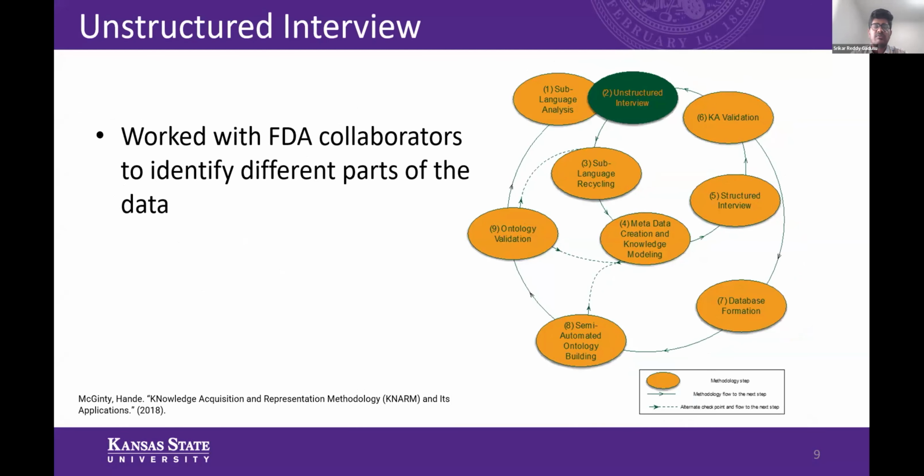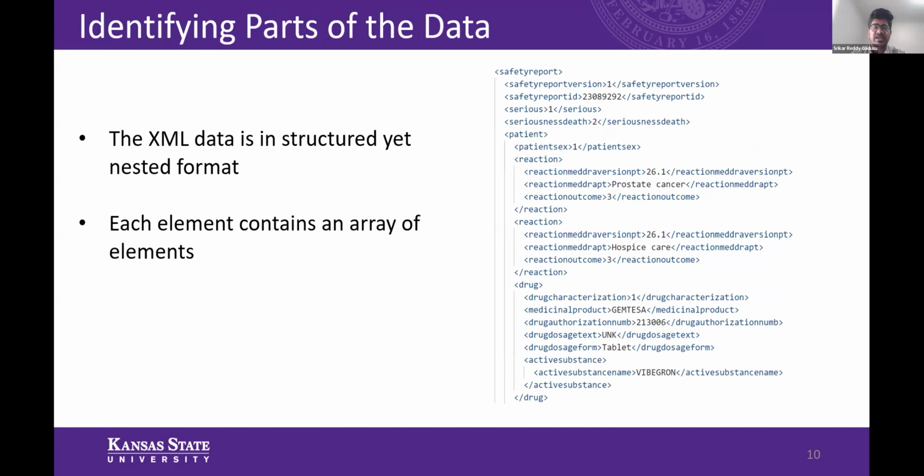After collecting the data, we have done an unstructured interview, which includes knowledge from domain experts. So we worked with our FDA collaborators to identify different parts of the data. The data from the FDA is in XML format and it is structured yet nested. Each element contains an array of elements. As shown in the figure, each safety report element consists of several elements like patient elements, and each patient has other elements like reactions reported by patients and the drugs which they took.